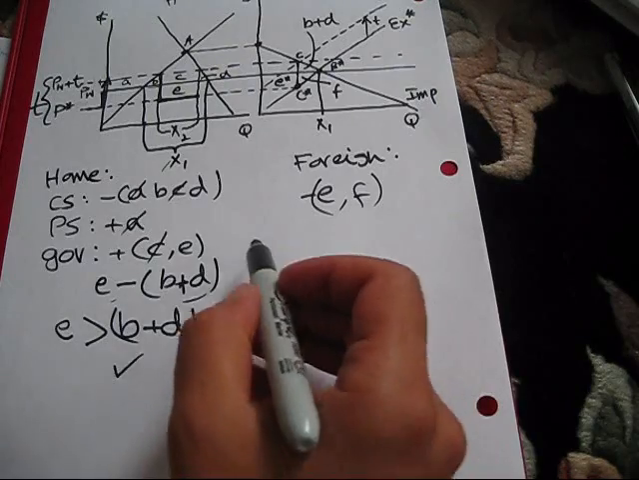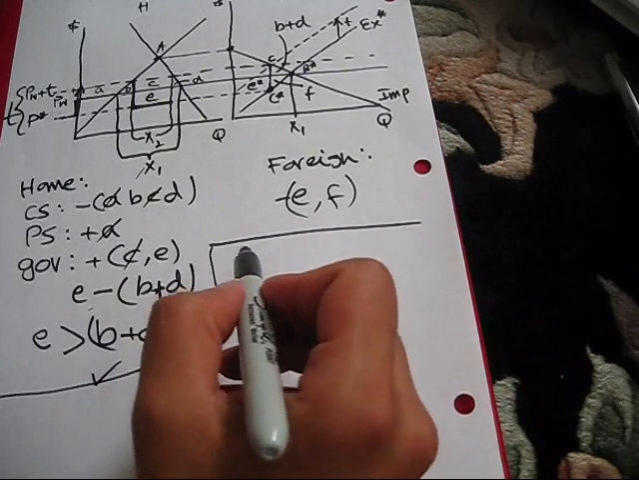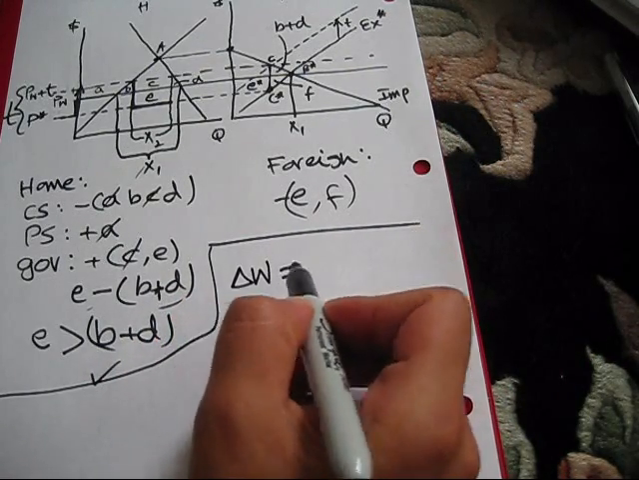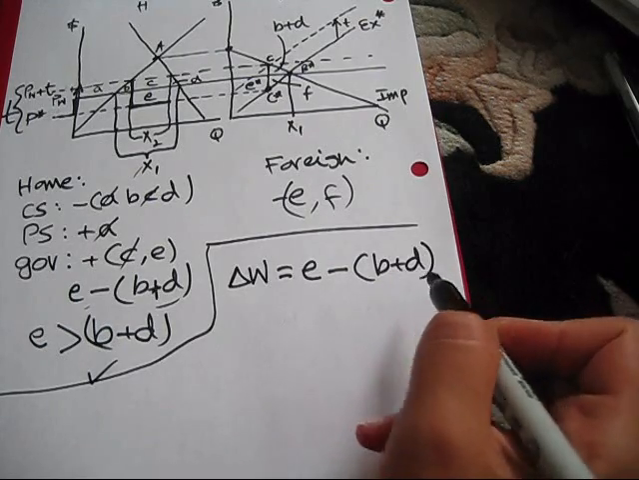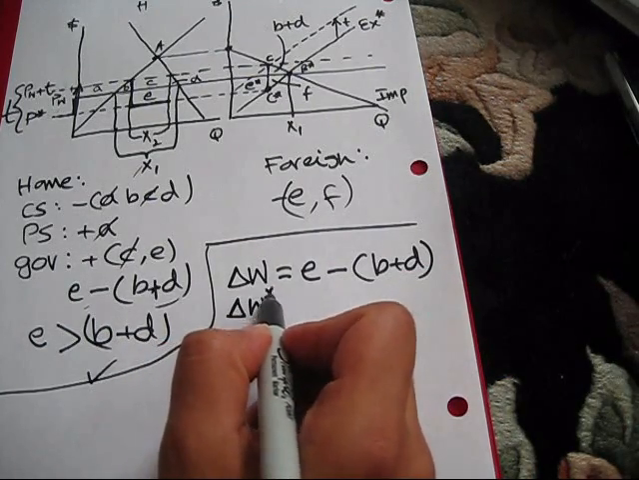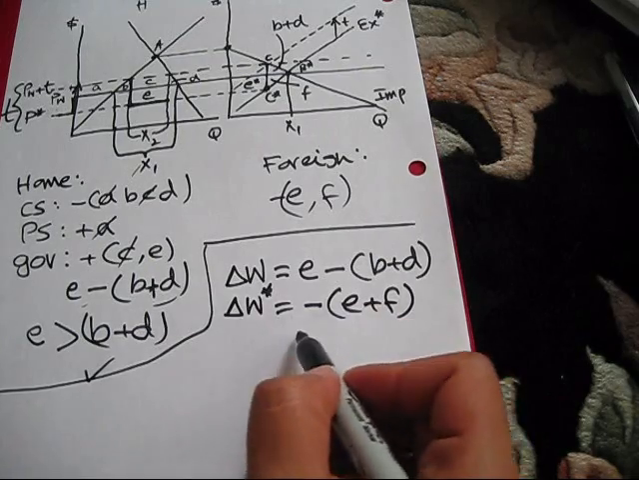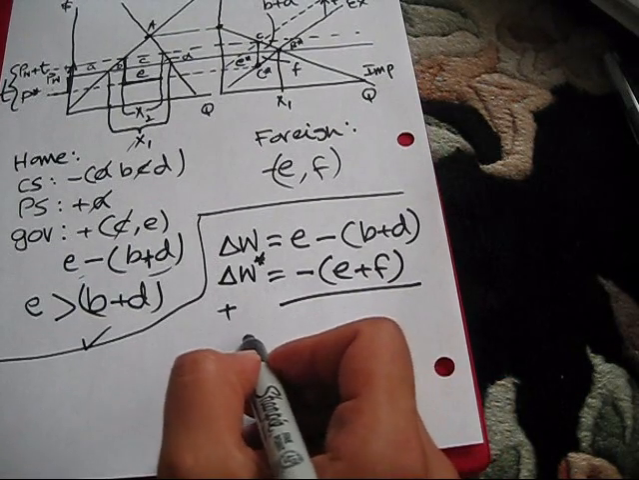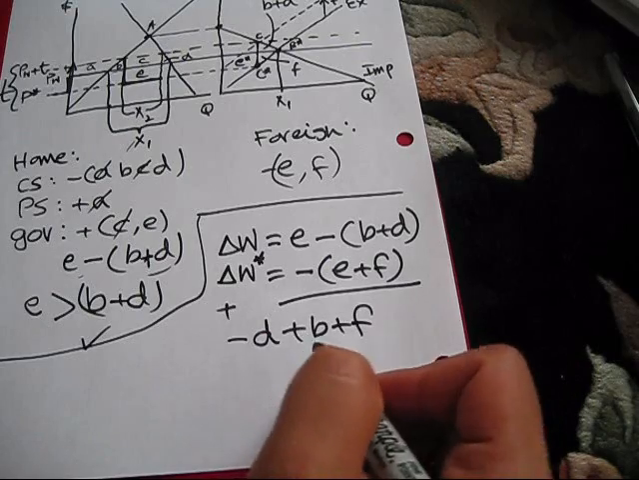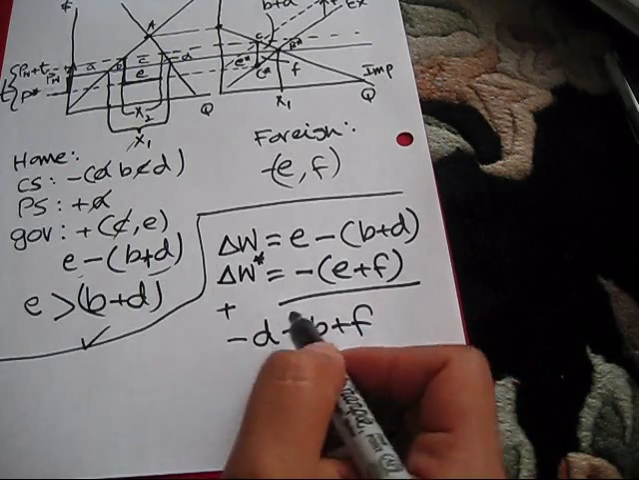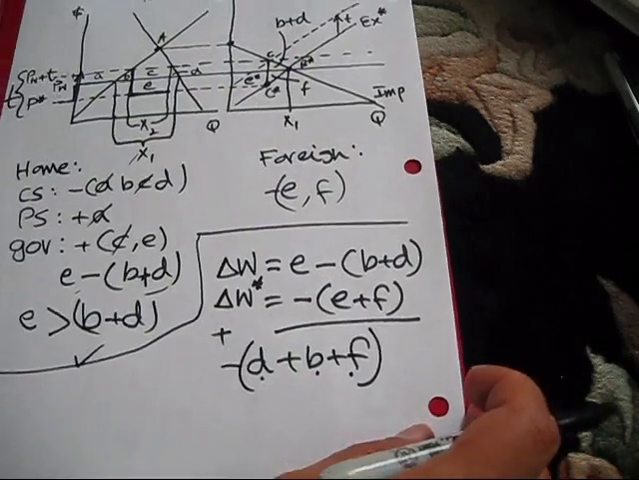Now let's see overall what happens. Together, if the tariff changes home welfare by, let's call this one, E minus B plus D, and changes foreign welfare by, I'm going to put a little star for foreign, minus E plus F, then if you add both of these, you're going to end up getting minus D plus B plus F. So this is overall global welfare. So you see, this is the loss. So we lose the area of DBF. Doesn't matter if it's foreign or if it's home.